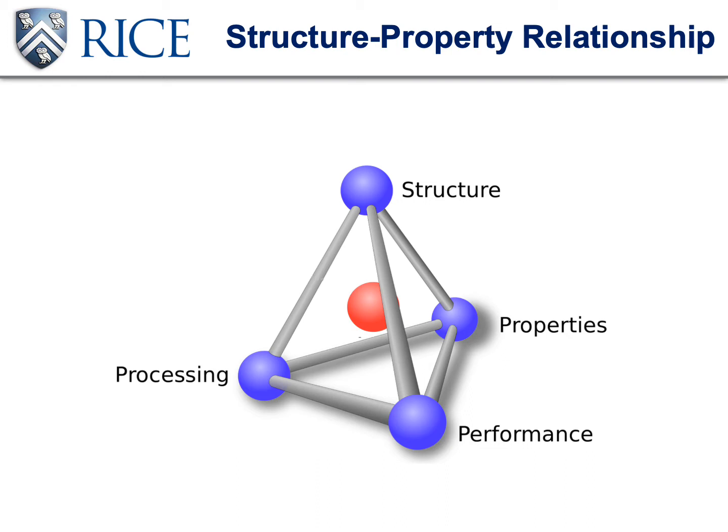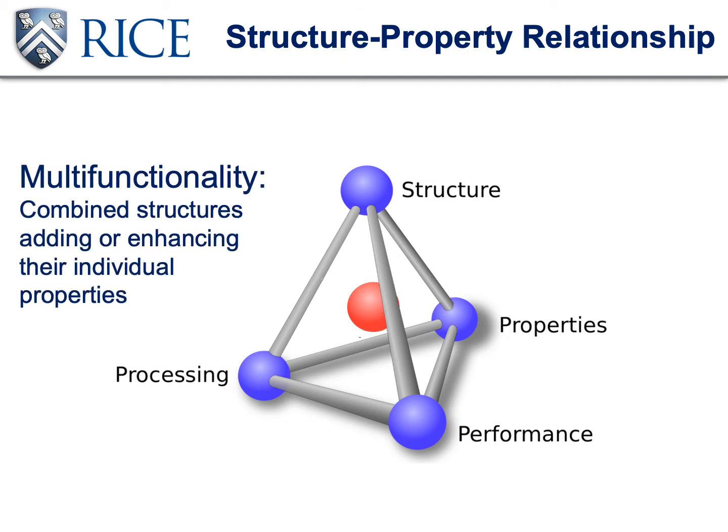For example, the performance of the material is dependent on its properties, while the properties themselves are dependent on the material's microstructure. By understanding this relationship, we can optimize a material's properties and performance by designing a specific microstructure. We can even combine multiple structures within a material to combine or enhance the overall properties.